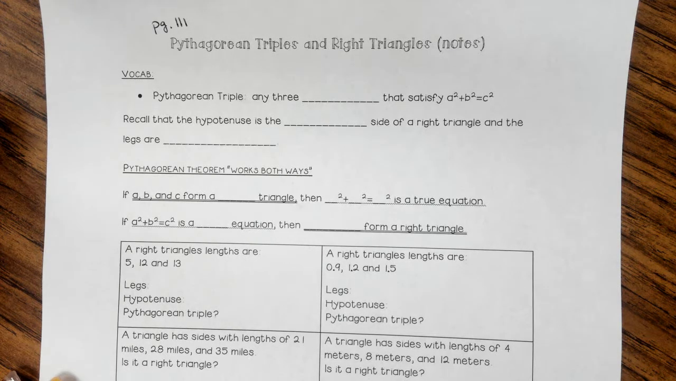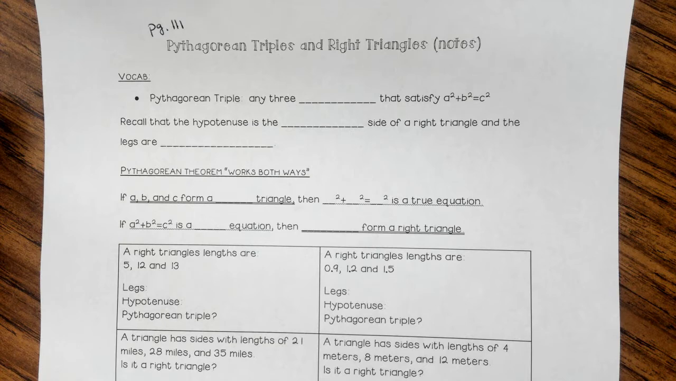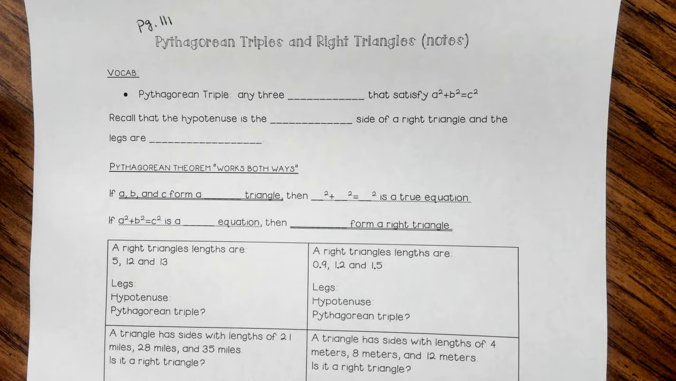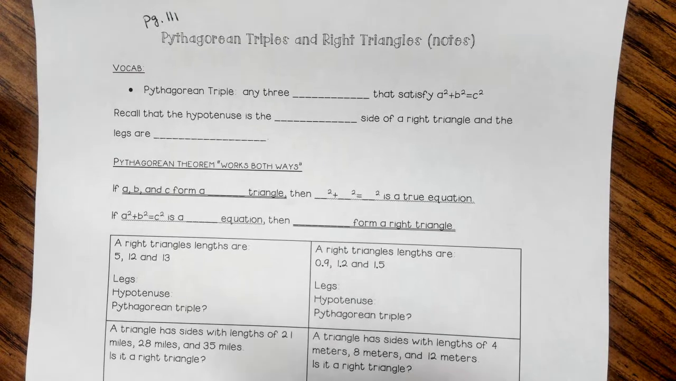In this video, we're going to talk about Pythagorean triples and what that means with right triangles, and how we can determine if some things are right triangles. This is page 111 if you're in my class and you're keeping up with your binders.